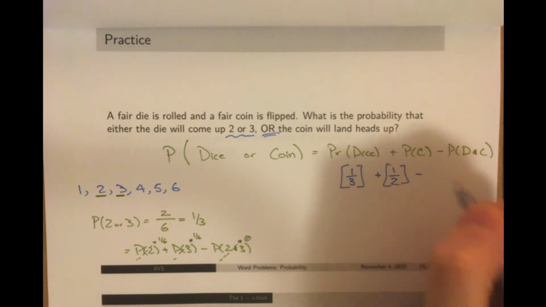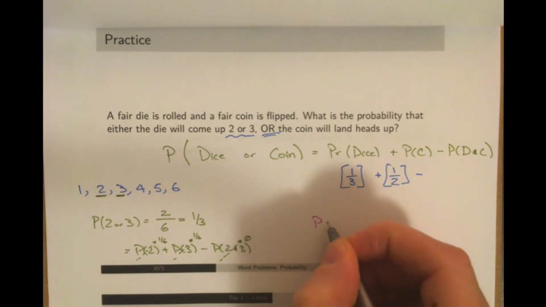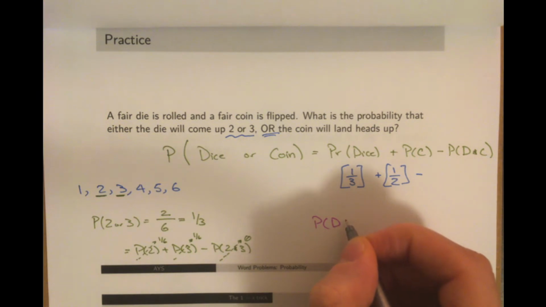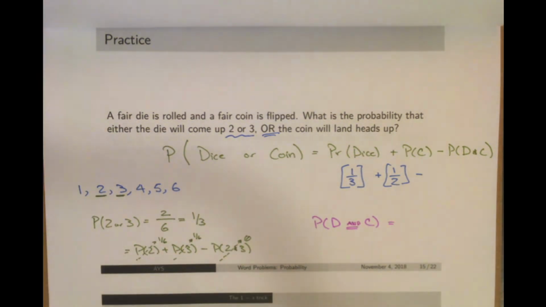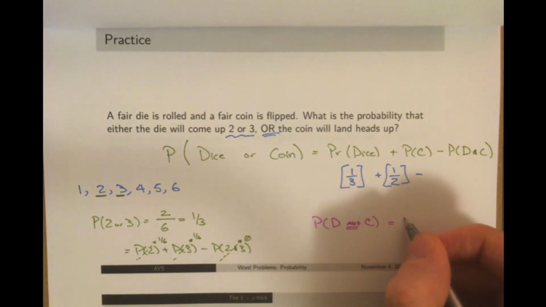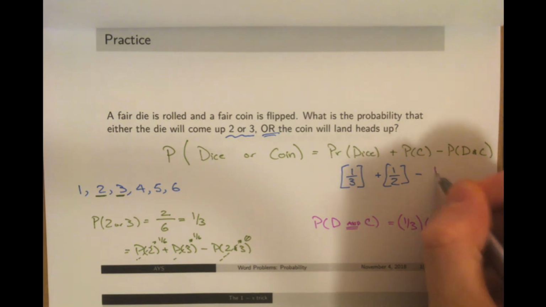Now I want the probability of dice and coin. Well, the probability of dice and coin is an and question. So maybe I'll extract it right here and do it in pink. Probability of dice and coin. And I said with the and questions, you just multiply. So probability of dice is 1/3. Probability of coin is 1/2, equals 1 over 6. So probability of dice and coin is 1 over 6.